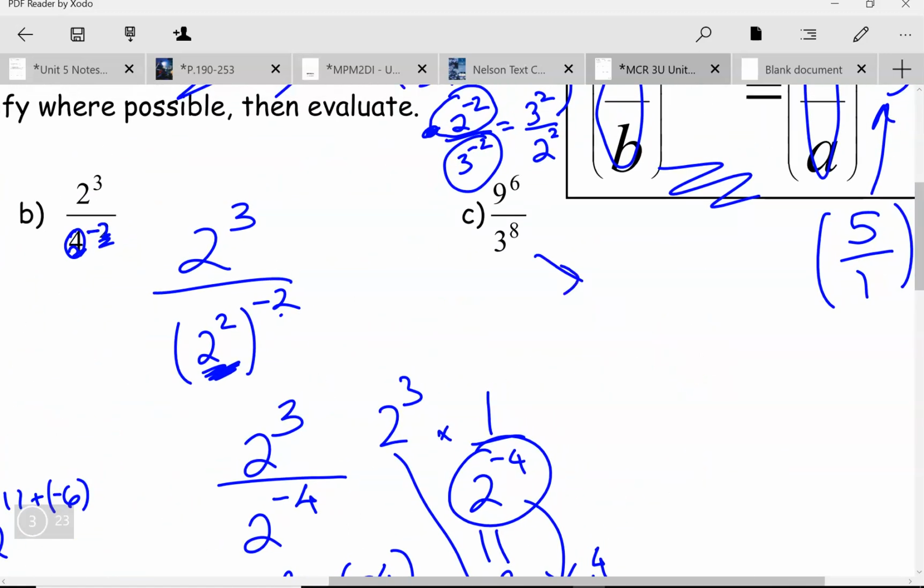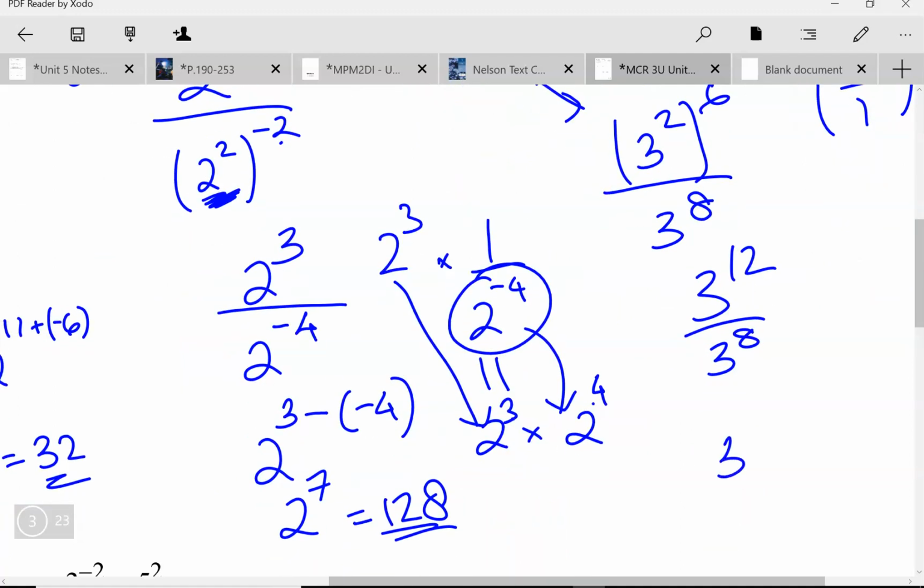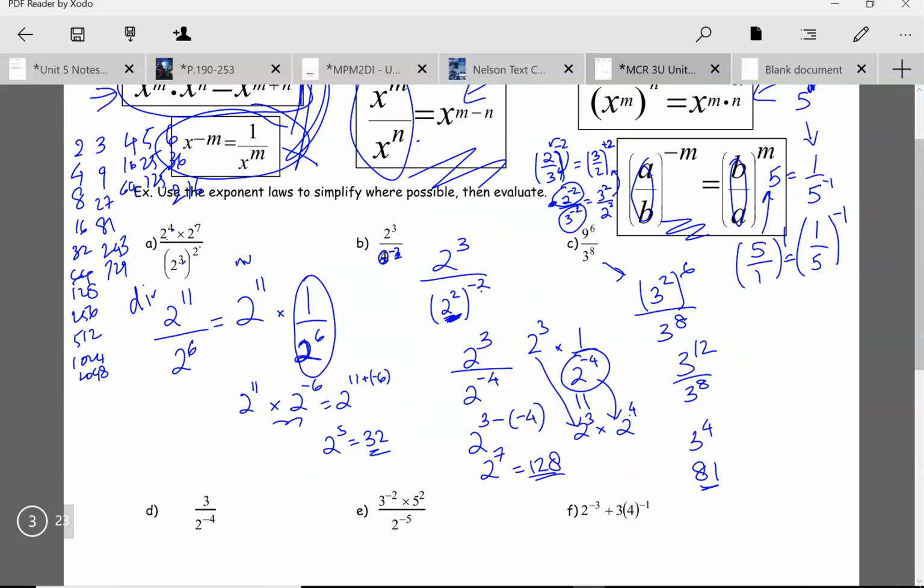We're going to make the base the same. So instead of 9, I'm going to know that's 3 squared. So I'm going to write 3 squared. 3 to the power of 12 divided by 3 to the power of 8 gives 3 to the power of 4, which is 81. Very important to see what the question is saying: simplify where possible and then evaluate.